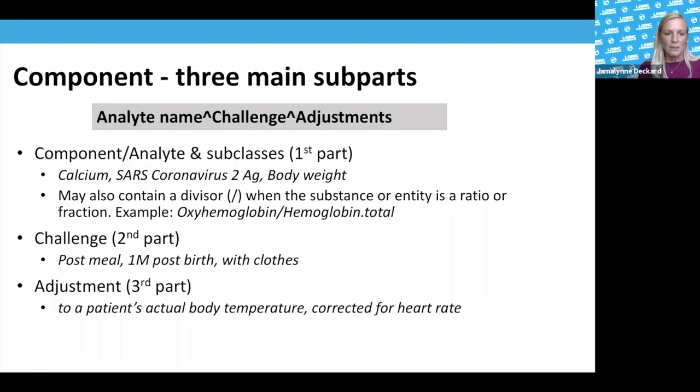And then the adjustment. So it might be an adjustment to the patient's actual body temperature or corrected for heart rate. Those are just some examples of how the original value might be adjusted for different reasons. So all of these are packed into the component, which makes it our most complex axis, actually.